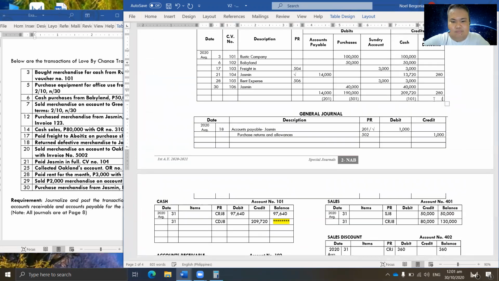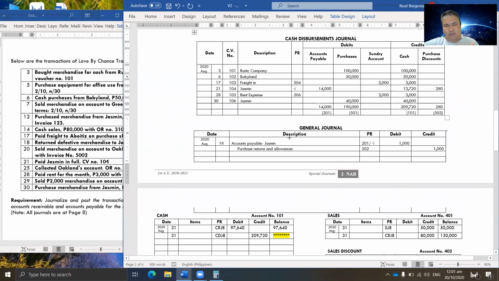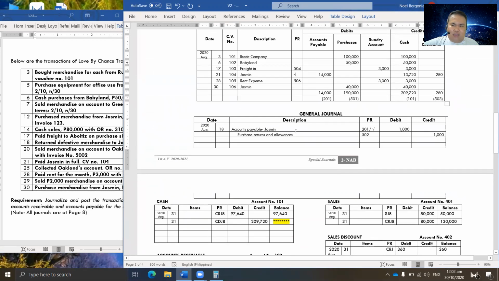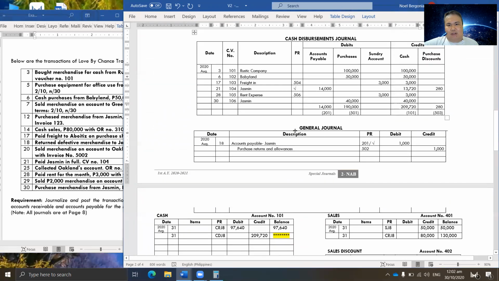Okay, so ayan. So before we end, I just want to reiterate that again, once you journalize it in the special journals, no need for you to post it immediately to general ledger unless it is a sundry account.